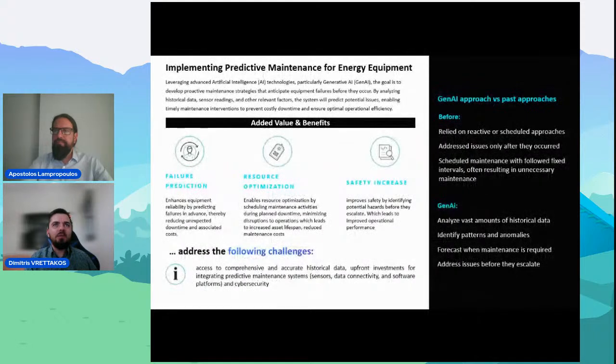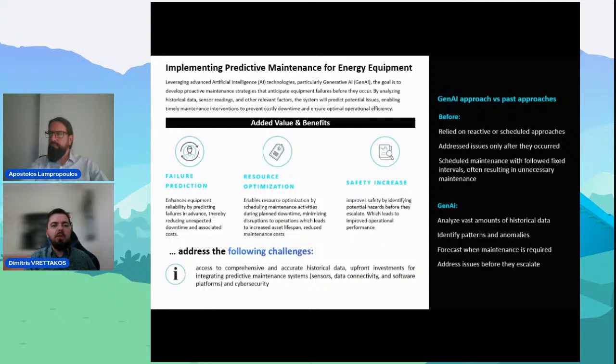Okay. Thanks, Apostoli. Of course, all the use cases that we are going to mention are not the only ones, but we selected some high-profile use cases in order to discuss. So let's start with predictive maintenance for equipment.